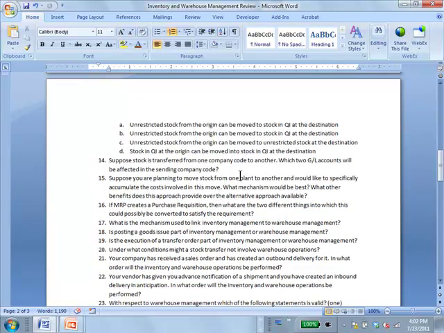14. Suppose stock is transferred from one company code to another, which two GL accounts will be affected? No, it's going from company code to company code now. Stock and the company code clearing account. See, this is the accounting they use to settle accounts between company codes. Is it like a netting process? No, it's a stock account and a company code clearing account. Yeah, stock will be credited, and the other clearing account will be debited.